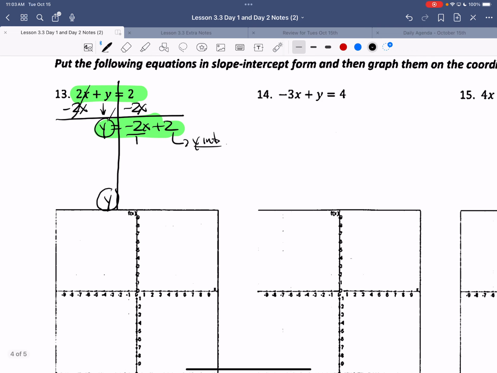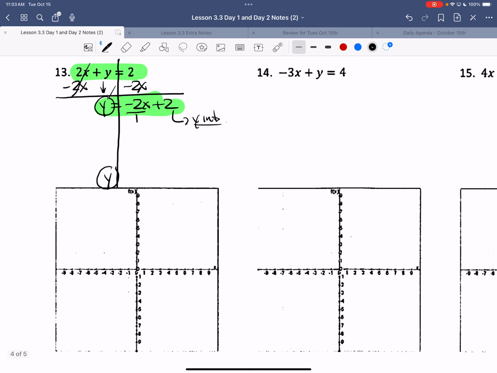So what do we always start with? Your y-intercept. So go to 2, put a dot. That's negative, so remember, it's going to be going down to the right. As we go left to right, it's going to be going down. So it's got a rise of negative 2. If I go up 2, I have to go to the left one, or I can go down 2 and to the right one, and then that's going to be my line right there.